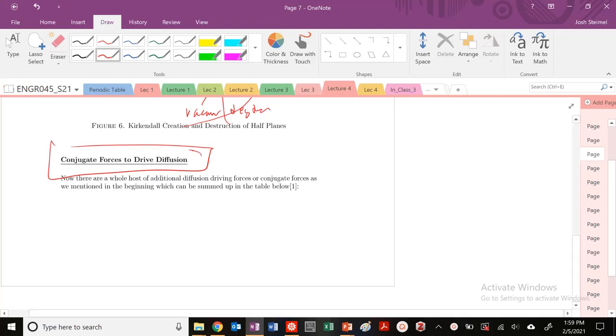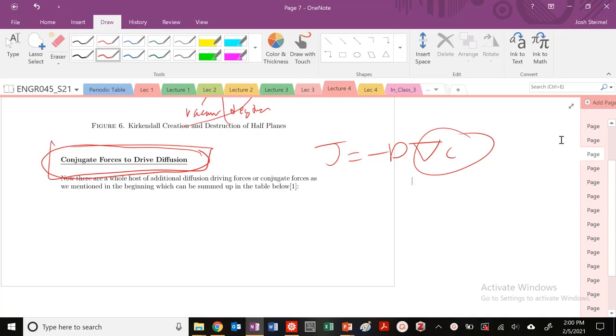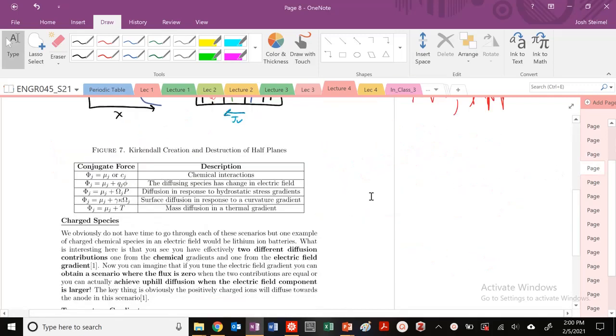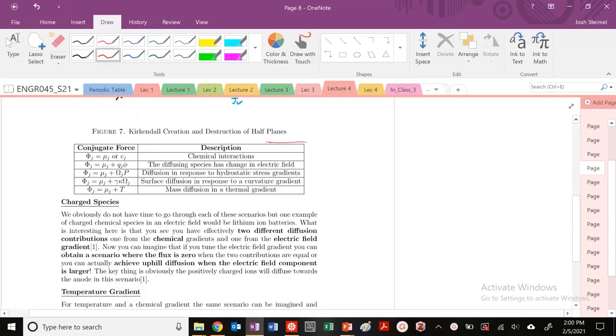Today we are going to talk about some of the conjugate forces that drive diffusion. So we've been focusing so far on chemical diffusion, basically flux in response to a chemical gradient, a gradient in concentration. But there are lots of different kinds of driving forces that can cause particles to move and cause diffusion to occur. Some of them are described here.